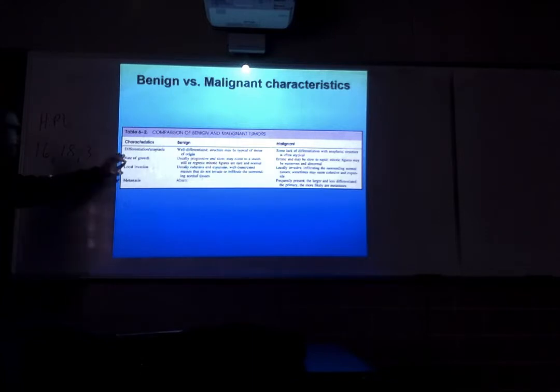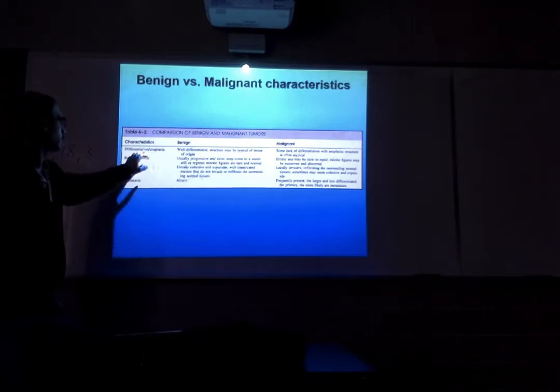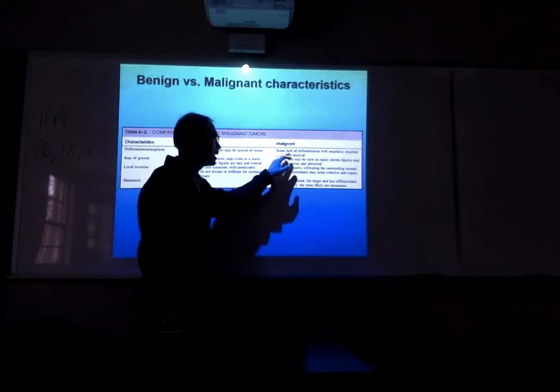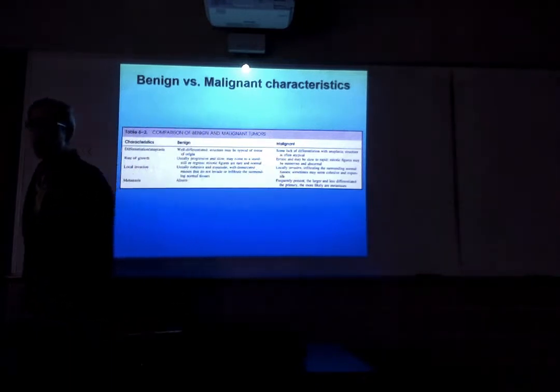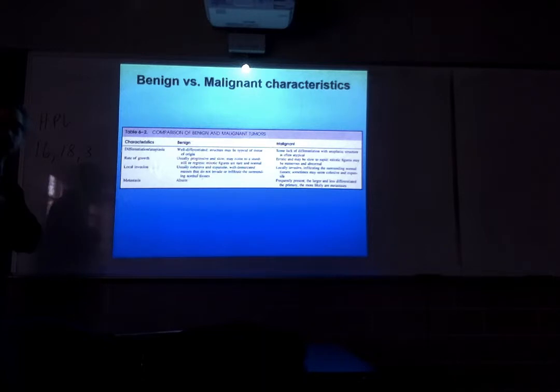Now, differentiation tends to be a correlate. Okay, here it is, a correlate. Benign neoplasms tend to be well differentiated. Malignant neoplasms tend to be poorly differentiated. Could we be wrong based on the degree of differentiation? Yes, we could. That's why differentiation is not a defining feature. It is a correlate.